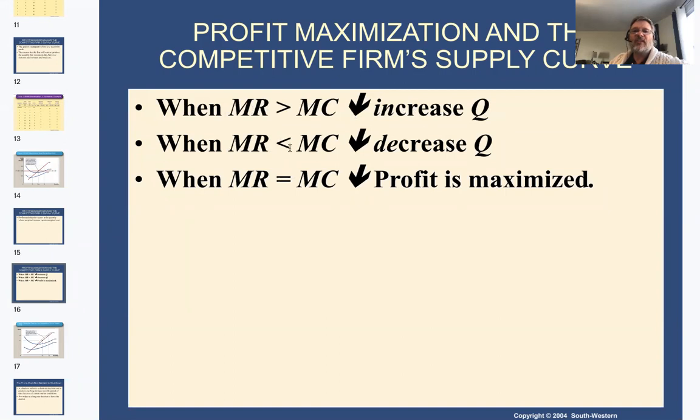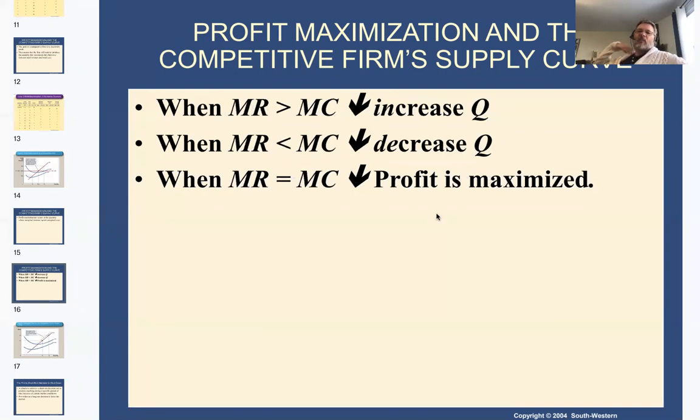When marginal revenue is less than marginal cost, the firm should decrease its output to make more profit. And when marginal revenue is equal to marginal cost, the profit is maximized at that level of output. So this is how we summarize our rule.